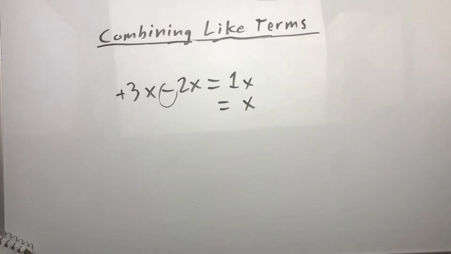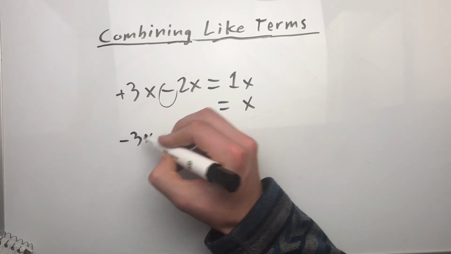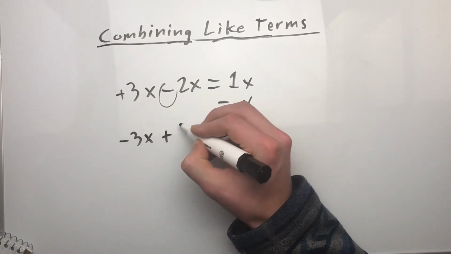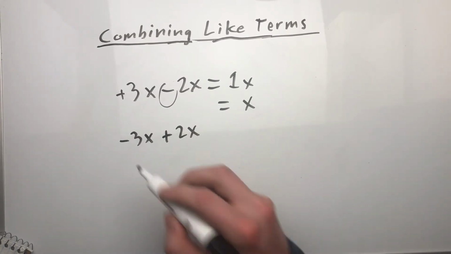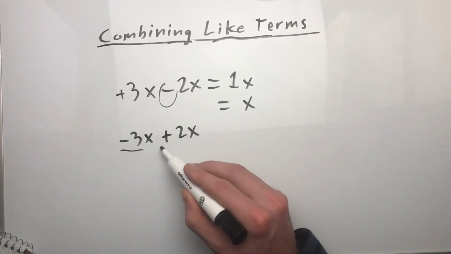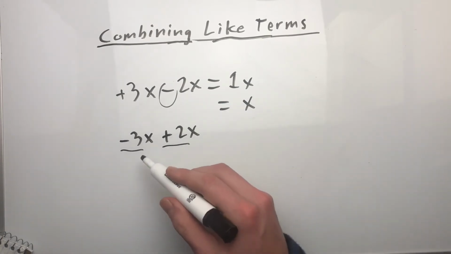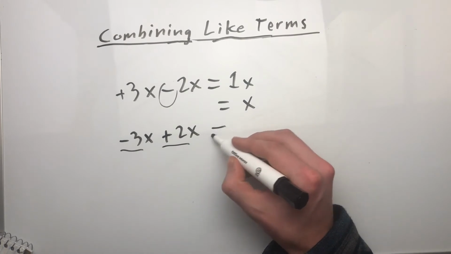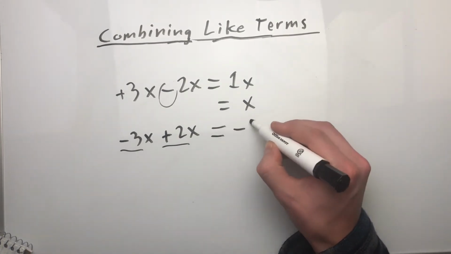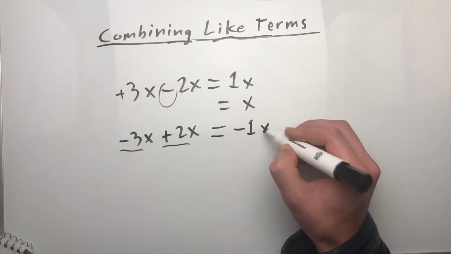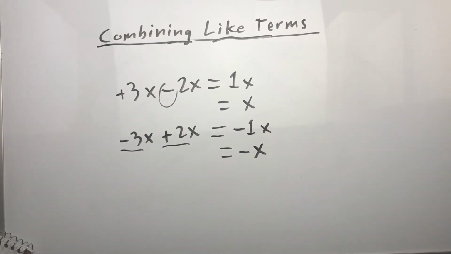If we do the reverse, we have a similar effect. If we have negative 3x plus 2x, again, we can think of this as negative 3 plus a positive 2, or a positive 2 minus a 3. But what we get is negative 3 plus 2 equals negative 1x, or just negative x.